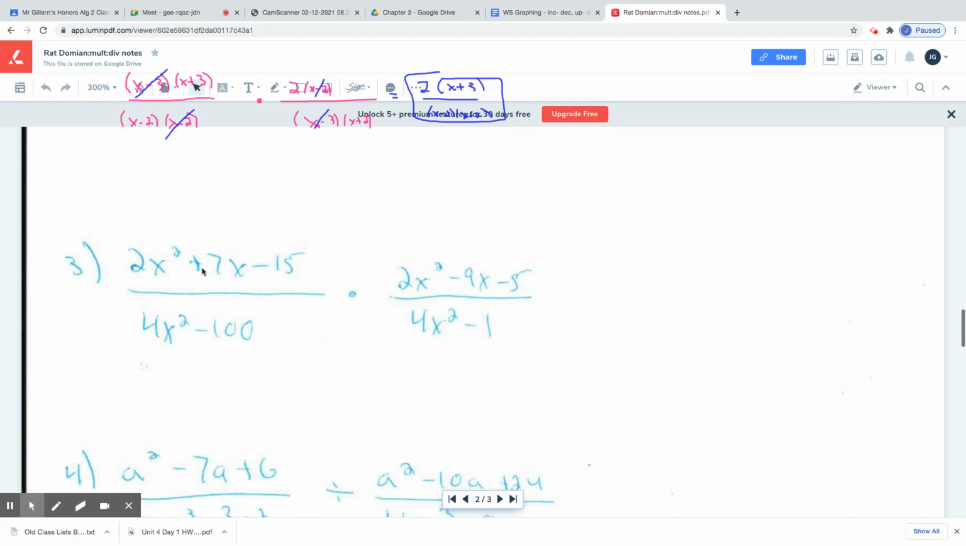2x squared plus 7x minus 15 all over 4x squared minus 100 times 2x squared minus 9x minus 5 all over 4x squared minus 1. All right. So it's almost like you're doing, to start off, 4 separate easy little factoring problems, right? Do the top and bottom of each of them. Then once you do that, that's the hard part. Then it's gratifying just to then cross some stuff out. So I'll give you a minute or two to try that one.